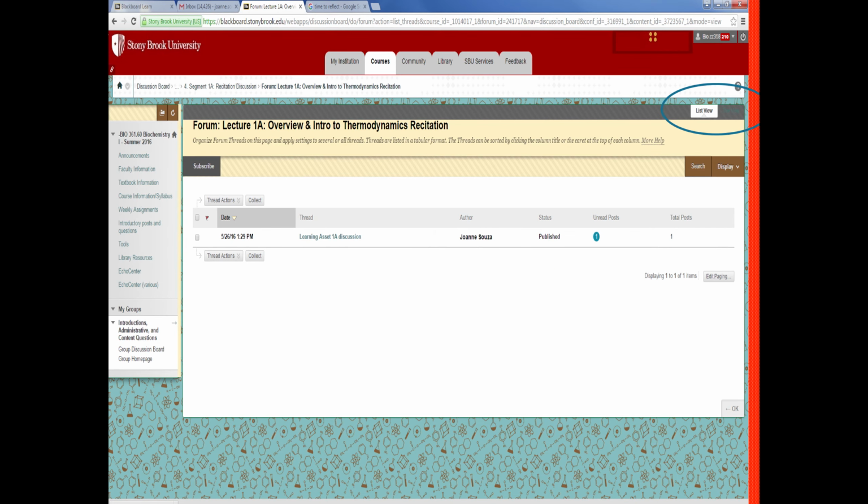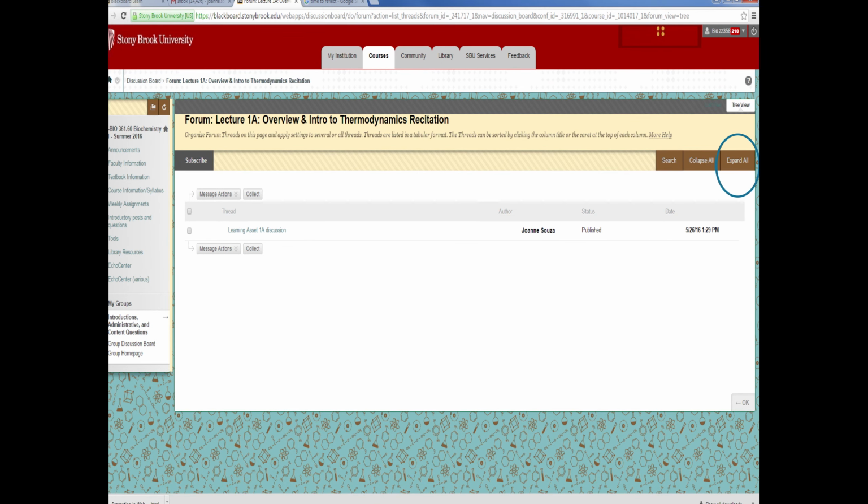If you click on it, you'll see something that looks like this. I'm showing you at the top here something that says List View, and then over there in green right next to List View, it actually says Tree View. Make sure that you are in Tree View every time you go into the discussions. And then click Expand All, and you'll be able to see the posts of anyone who posted before you so that you can now join the discussion with your colleagues.